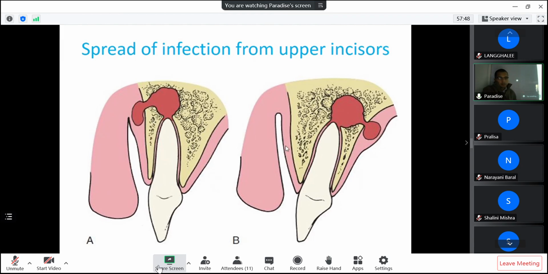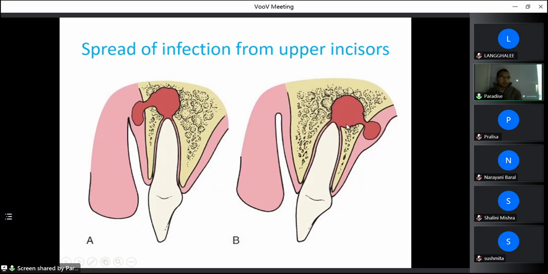Similarly, if the angulation of the tooth is different, and the amount of bone in the buccal cortical plate is more compared to the palatal plate, the perforation will take place on the palatal side and lead to a palatal abscess. So the infection can spread anywhere. It may perforate the buccal cortical plate or the palatal cortical plate. It depends on the thickness of bone and angulation of the teeth.